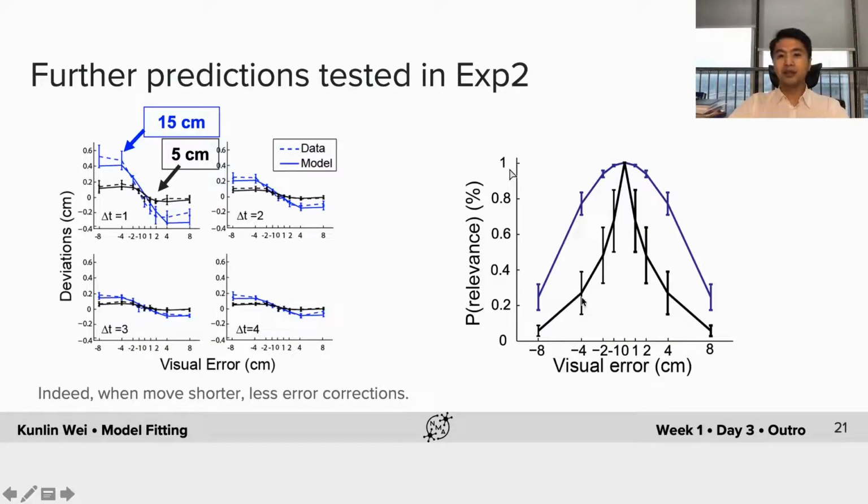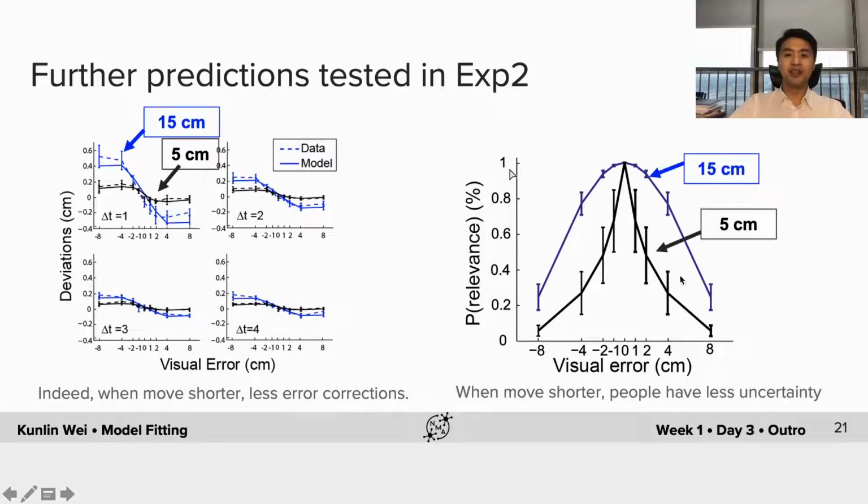The model also make another prediction. Again, I estimate those model parameters, so I can estimate the probability of relevance. The blue line is my old data from experiment 1 for the 15 centimeter movement. For the 5 centimeter movement, the probability of relevance decreased quite a bit. So this is exactly expected. When people move less, they have less uncertainty about the movement error. So they are more certain that the applied visual perturbations is irrelevant. That's why this p-relevance is smaller.